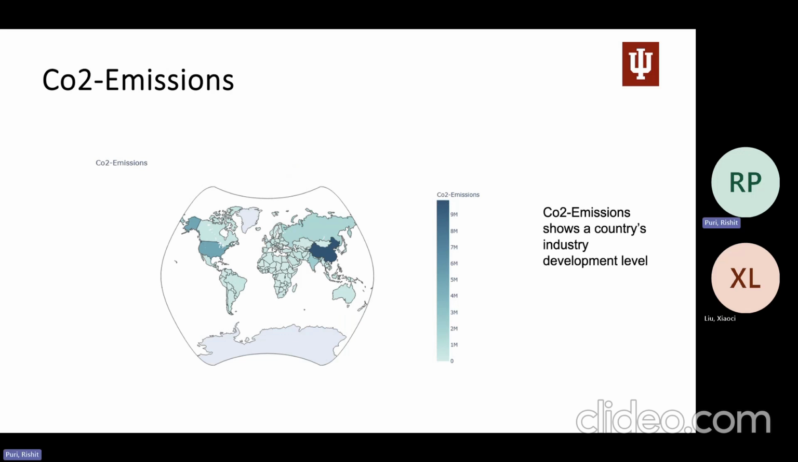Using the choropleth map, we demonstrated how CO2 emissions is also an important indicator. By the color coding seen here, it is quite evident that countries like China and India have higher CO2 emissions, which signify that these countries have a higher industry development level and are known to be manufacturing hubs of the world.